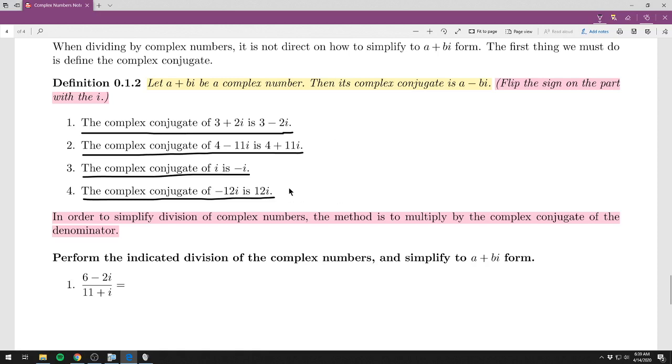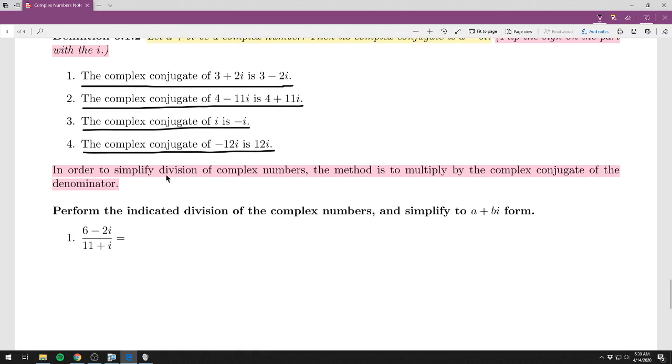So you won't be asked on that. It's not going to be any tricks about it. All right, but for right now, the purpose of the complex conjugate is to simplify division of complex numbers.